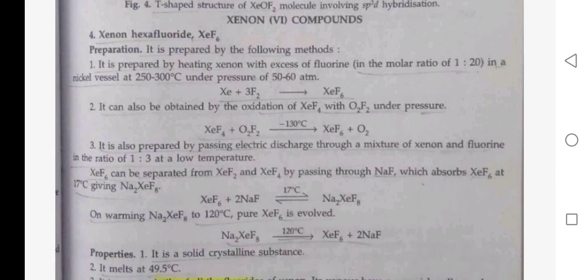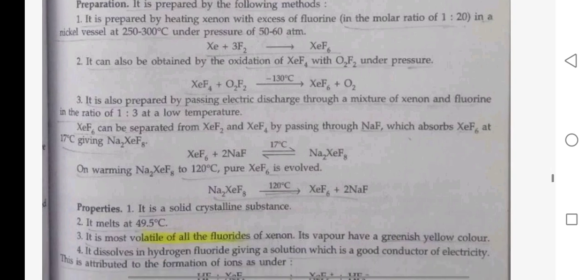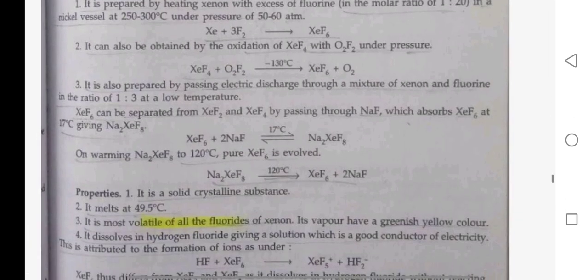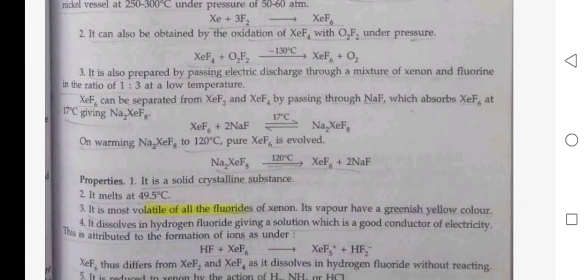Xenon compound: xenon hexafluoride. Preparation: it is prepared by the following methods. It is prepared by heating xenon with excess fluorine in a nickel vessel at 50-300 degrees Celsius under a pressure of 50-60 atm. It can also be obtained by oxidation of xenon tetrafluoride with O2F2 under pressure. It is also prepared by passing an electric discharge through a mixture of xenon and fluorine in the ratio of 1:3 at low temperature.